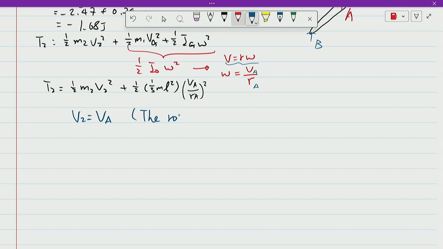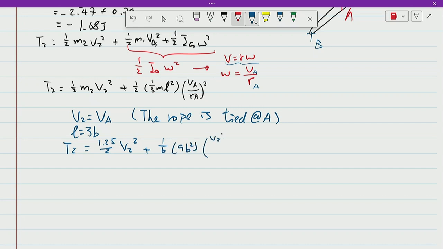Again, the rope is tied at A. Questions? With L equals 3B, that's going to give us a T2 of 1.25 divided by 2 V2 squared plus 1 divided by 6, 9B squared. V2 squared divided by B squared cancels out. T2 is equal to 1.125 V2 squared.